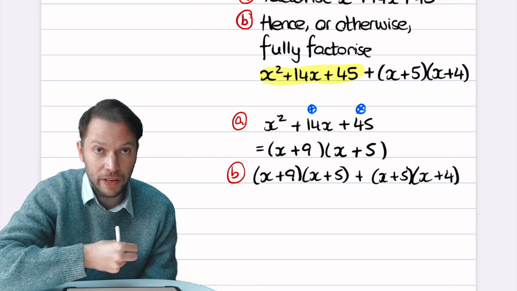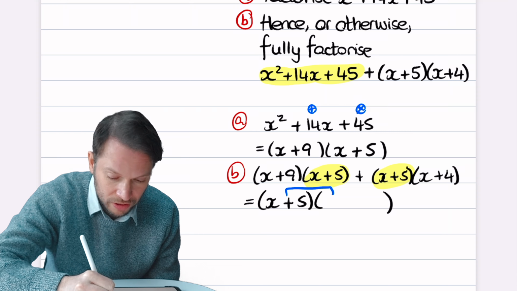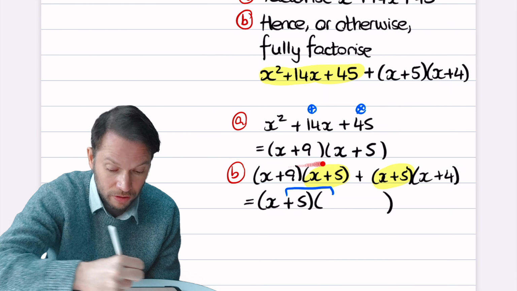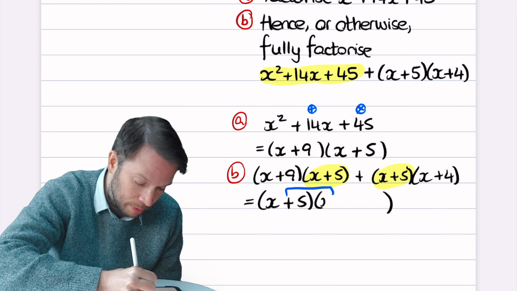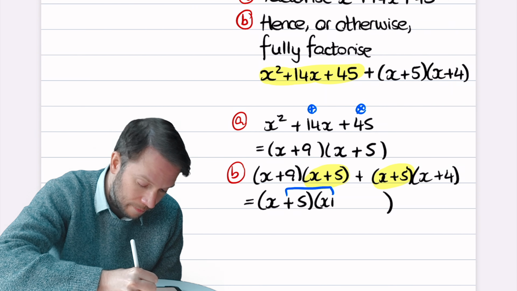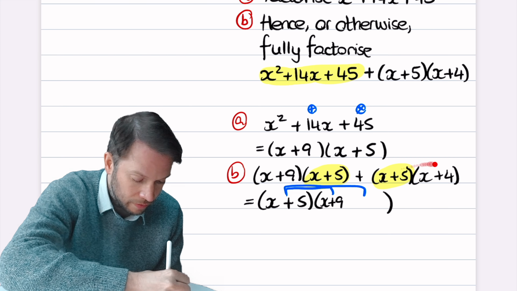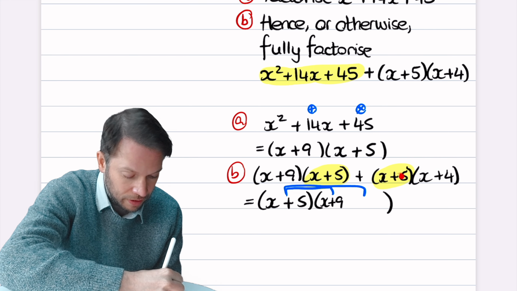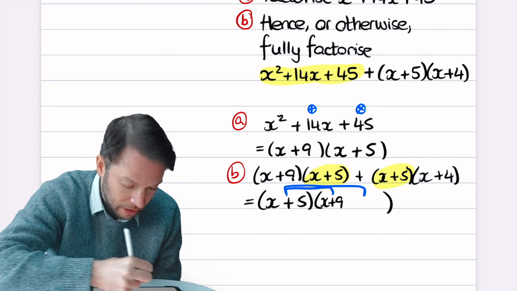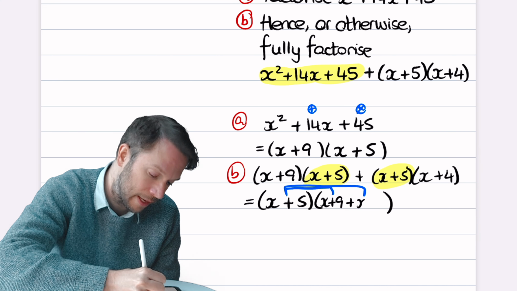And then we say, well, x plus 5 multiplied by what is equal to this? Well, it's just x plus 9. There's no need to put the bracket. And then x plus 5 multiplied by what gives you this over here? Well, it's the x plus 5 times x plus 4. So we can put plus x plus 4. Again, we don't need the bracket there.